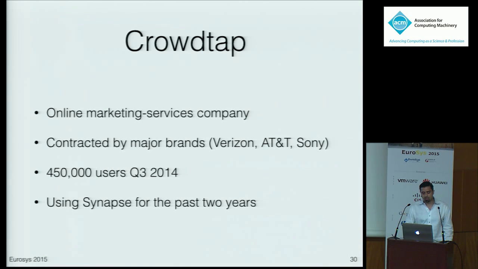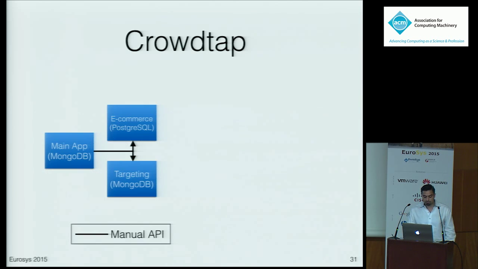Let me show you what can be done with Synapse by showcasing a company that has been using Synapse for the past 2 years. CrowdTap is an online marketing service company contracted by major brands such as Verizon, AT&T, Sony, and MasterCard. CrowdTap has grown rapidly since its inception, and by now has seen over 450,000 users. The platform allows brands to target a specific demographic among CrowdTap users, and give them stuff to do. For example, brands can ask users to answer polls or try out some new products. And the user will be rewarded points, and that will be usable on an e-commerce store.